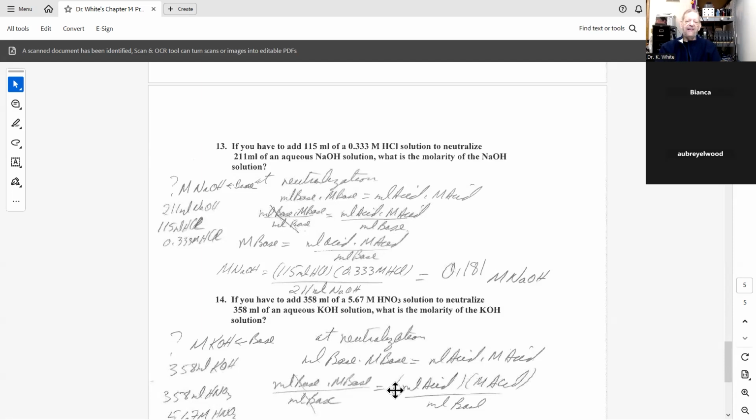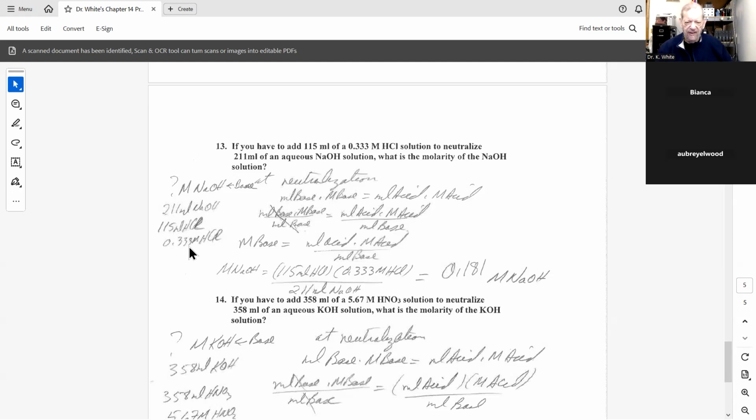If you have to add 115 milliliters of a 0.333 capital M HCl hydrochloric acid solution to neutralize 211 milliliters of a sodium hydroxide solution, NaOH, what is the molarity of the NaOH sodium hydroxide solution? So we're trying to find the molarity of NaOH. Remember, that's a base. We're given the milliliters of NaOH, and we're given the milliliters and the molarity of the solution to neutralize it.